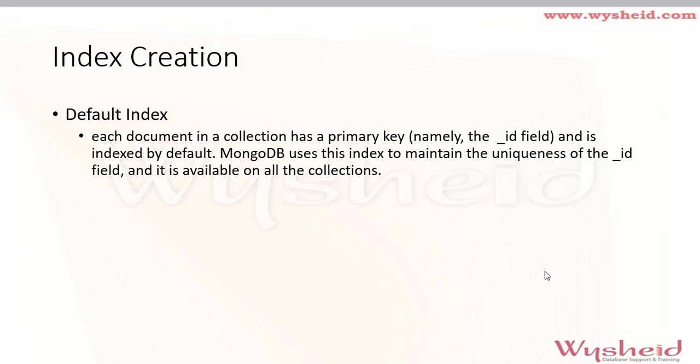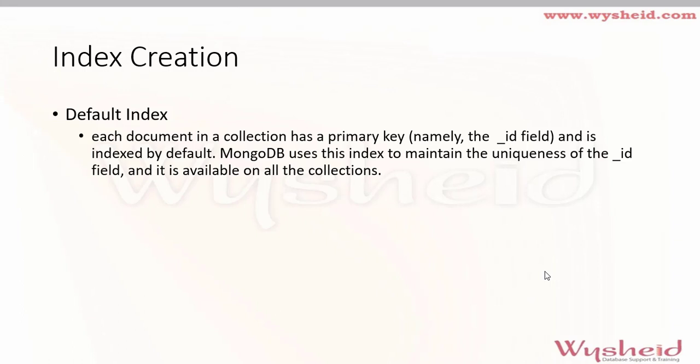In MongoDB, there is a default index. We know that each document in a collection has a primary key, and normally the primary key is the _id field, and that field is indexed by default. MongoDB uses this index to maintain the uniqueness of the _id field, and this _id field is available for all collections. So by default, for every document there will be an _id field.